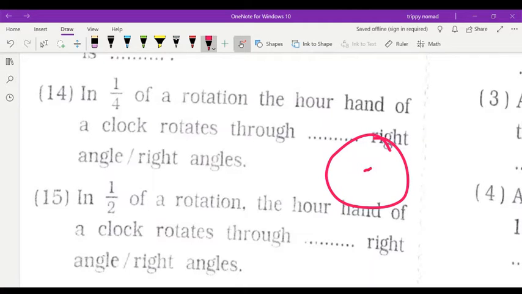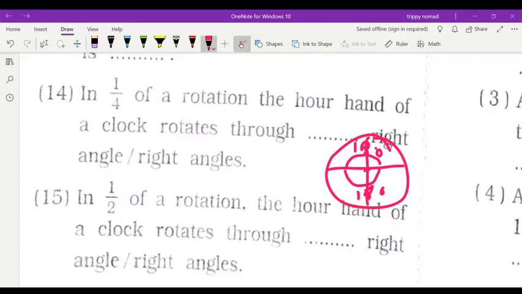This is circular, and if we see a line here, this one is 180 and this one is also 180. The angle above this line is 180 and below that line is also 180 degrees. If you add these two 180s, you will get 360 degrees. And what will be 1/4 of that? In 1/4 of a rotation, the hour hand of a clock rotates through dash how much?